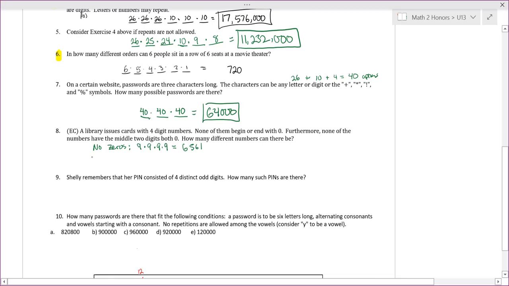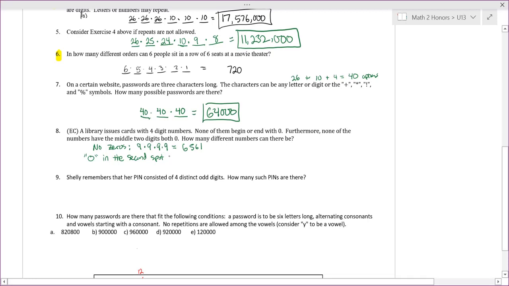Now let's consider the case where you have a 0 in the second spot. Because if you read through this, you'll see that you can't start or end with a 0, and the middle 2 can't be 0. So that means you can either have no zeros or just 1 0. And if you have 1 0, it's got to be in the second spot or in the third spot.